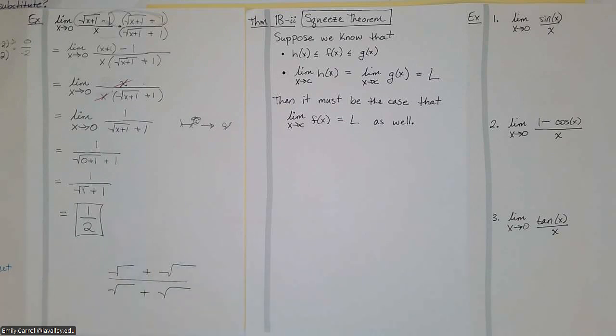The setup for this is, suppose that you're in a situation where you know that h is less than f and that's less than g. So you've got three functions that are greater than each other in that way. And then suppose also that you know that h and g are both going to go to some limit L. It must be the case that f of x is going to go to L as well. To see this, let me draw you a picture.